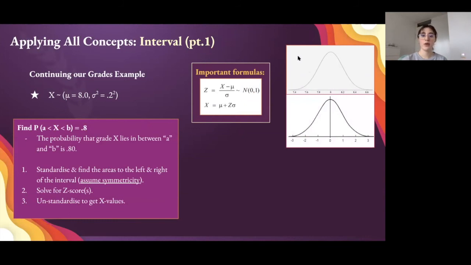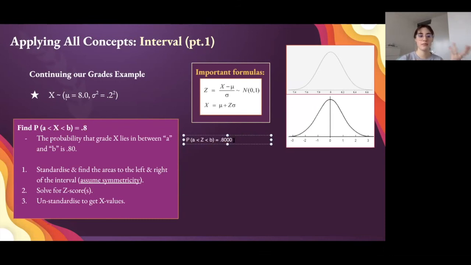So that's what we're trying to find. What are a and b, so that the probability that x is in between these is equal to 0.8? So first thing we need to do, as always, is standardize this and find the areas to the left and right of the interval. In this case, we can't necessarily standardize the x values because we don't know them, but we can rewrite this probability in terms of z. So the probability that a is less than z, which is less than b, is equal to 0.8. We can already rewrite this probability like this, changing it from in terms of x to in terms of z.